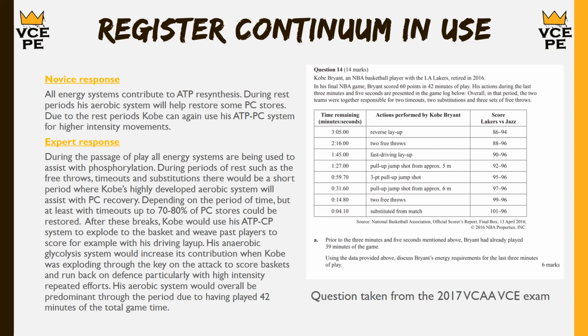After these breaks, Kobe would use his ATP-CP system to explode to the basket and weave past players to score. For example, his driving layup. His anaerobic glycolysis system would increase its contribution when Kobe was exploding through the key on an attack to score baskets and run back on defense, particularly with high intensity repeated efforts. His aerobic system would overall be predominant through the period due to having played 42 minutes of total game time.